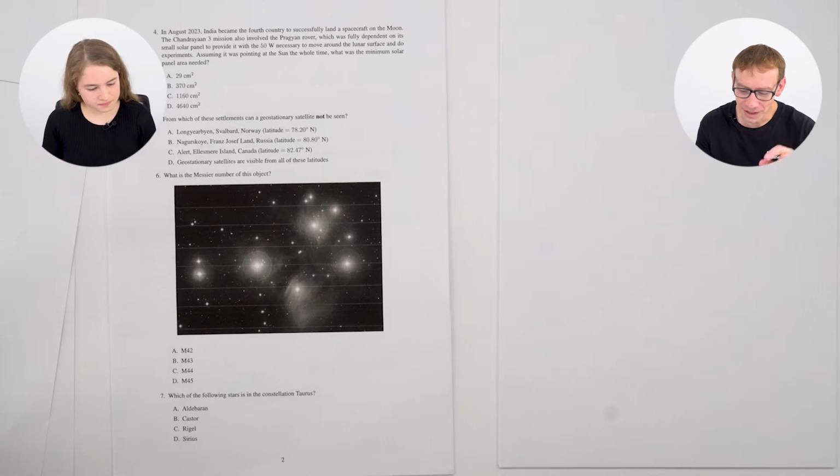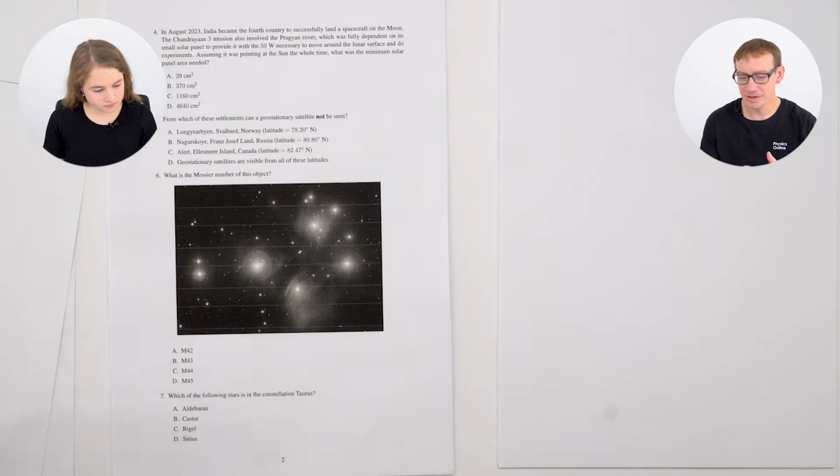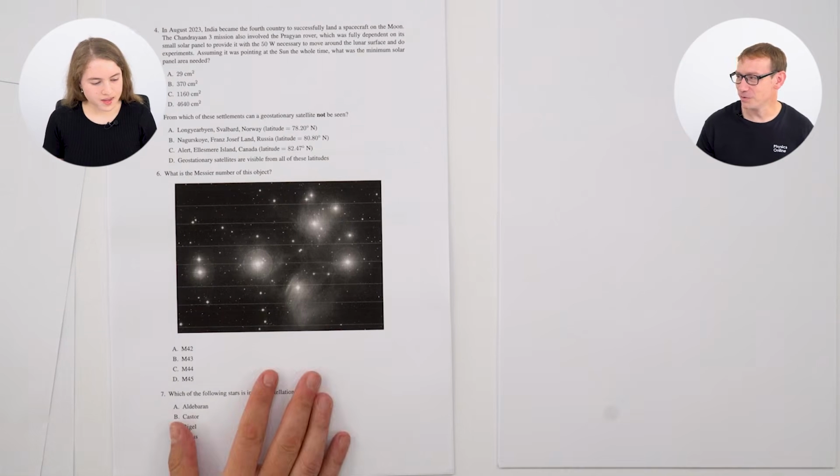Now let's have a look at question number 4. Again, this one is about something that happened recently in space in terms of rovers and things. But a lot of it is relying on your normal general physics skills about intensity and area and power and things like that. So again, if you could go through question 4, that'd be awesome.